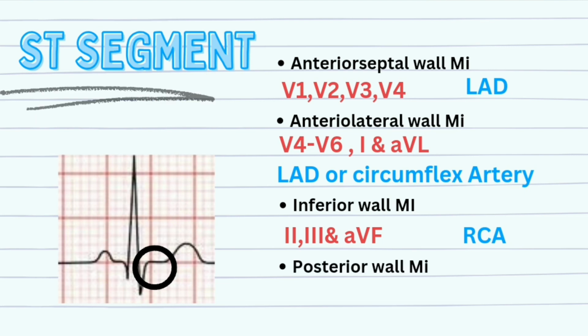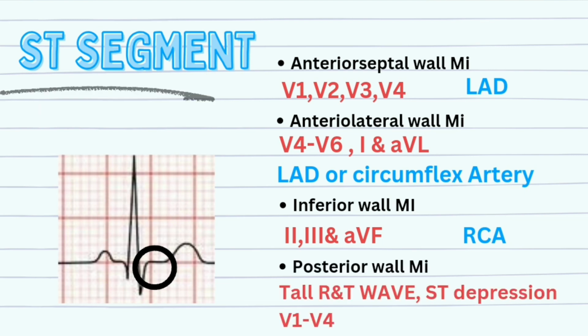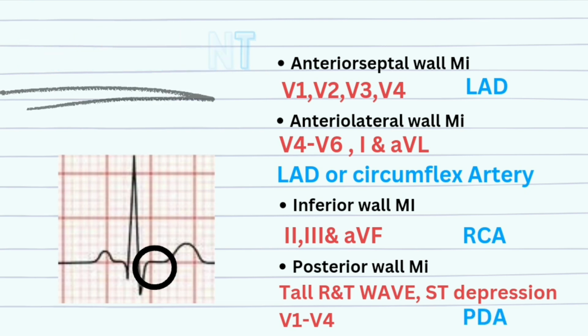In posterior wall MI, tall T and R waves along with ST depression in V1 to V4, and the involved artery is the posterior descending artery.